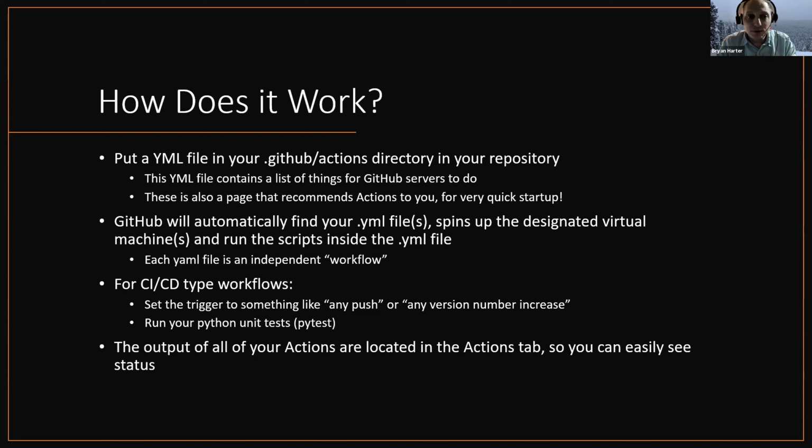So you can have multiple YAML files inside of .github/actions. Each YAML file will be a different workflow, and they'll run in parallel. For CI/CD type workflows, you set the trigger to something like, okay, any push to this repository, even if it's on a different branch, run this set of tests. Or maybe any version number increase, run this deployment process. And the output of all of your actions is located in the Actions tab, so you can easily see the status of the actions that you've pushed.